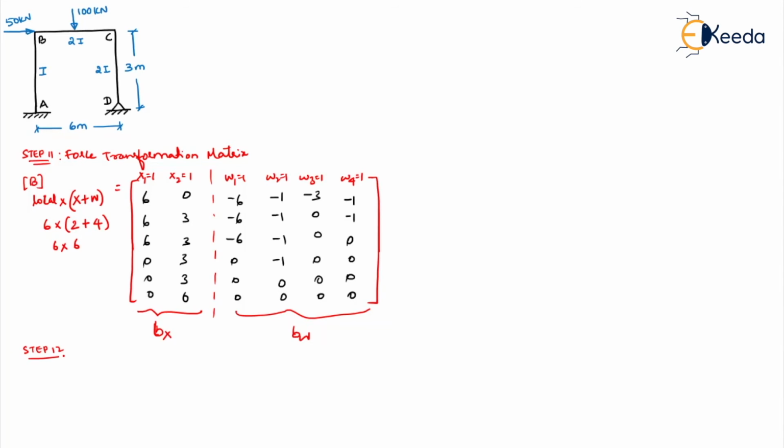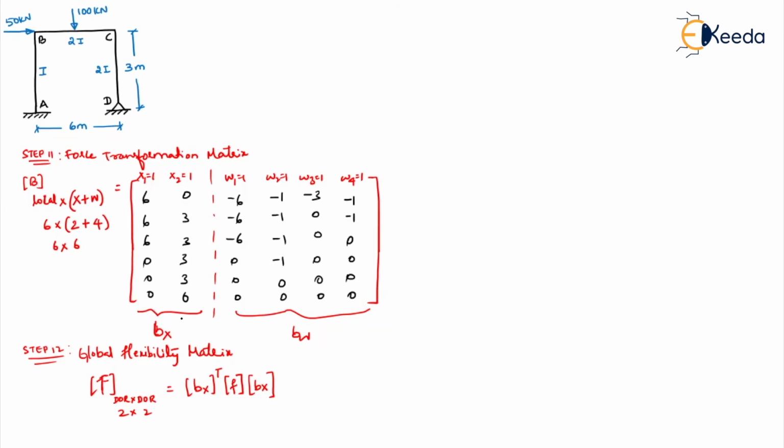Step 12 is to find the global flexibility matrix. So, what is the formula for the global flexibility matrix? Capital F will be of the order degree of redundancy into degree of redundancy. It's 2 into 2 in this case. Right. So, what is the formula? It's Bx transpose into unassembled flexibility matrix small f into Bx.